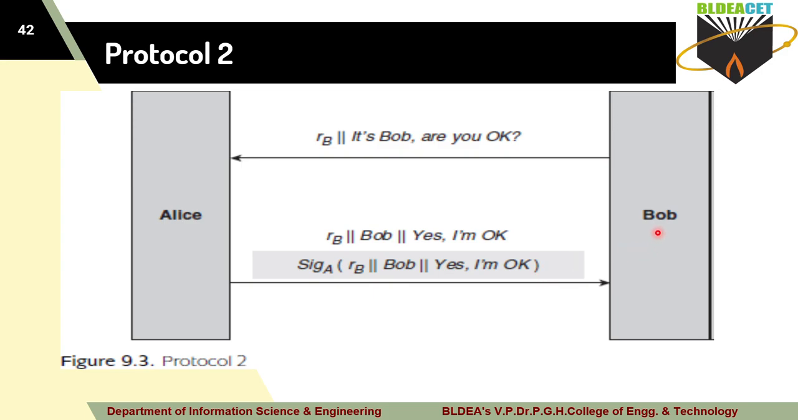And Bob knows the verification key. With the help of that key, Bob will check the signature of Alice. If it is correct, it indicates that he is receiving the message from Alice. So in protocol 1, you use the MAC, whereas in protocol 2, you use the signature.